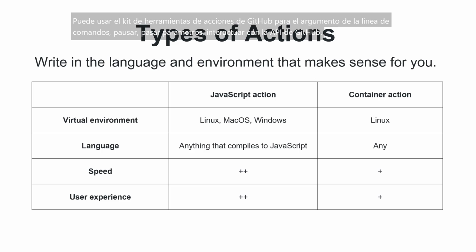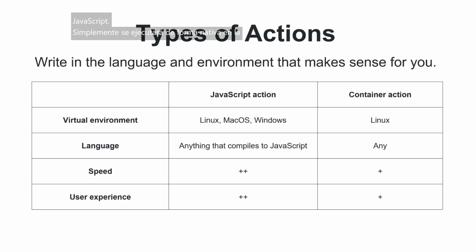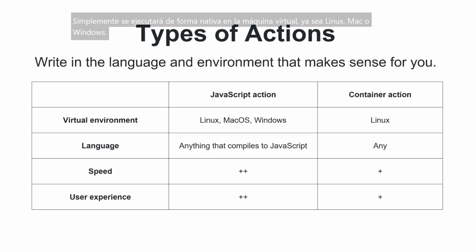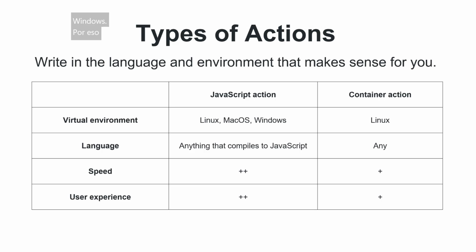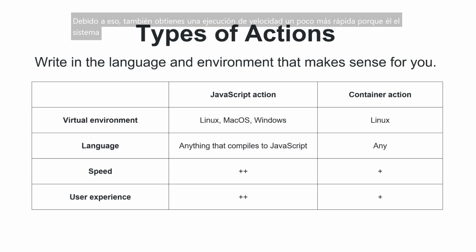For anything that compiles to JavaScript, you can run it as a JavaScript action. It will just run natively on the VM, whether it is Linux, Mac, or Windows. Because of that, you also get a little bit faster execution because the system runs the environments already preloaded with all the software that you need. JavaScript actions are faster, the runtime is more versatile, and they offer a better user experience.